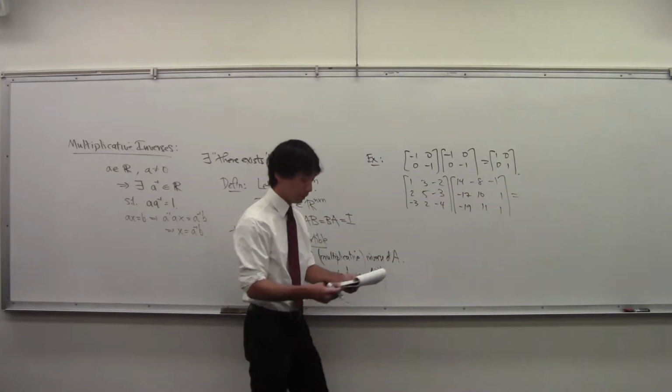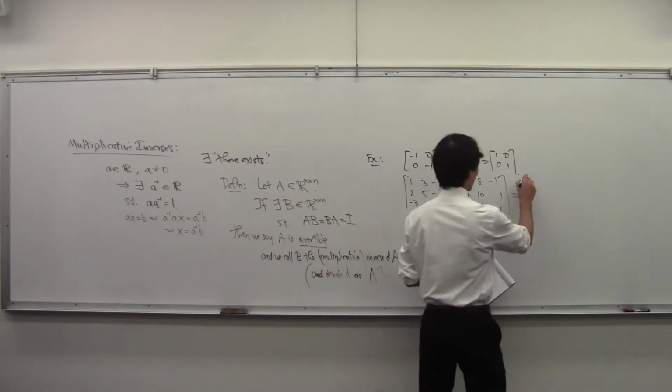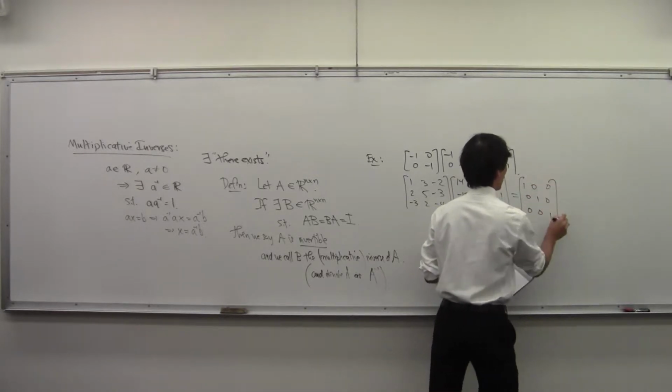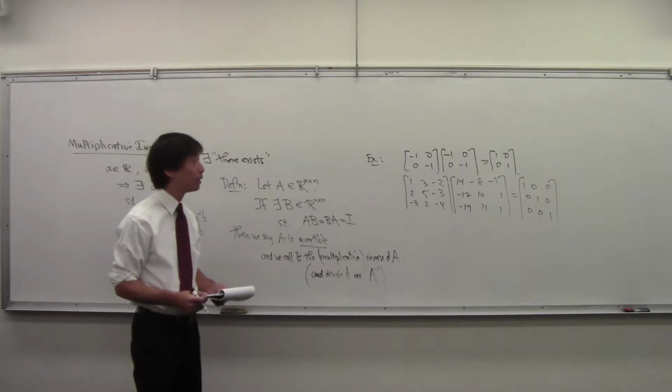And I don't know if you want to do it, but if you multiply this thing out, then you'll see that you end up with the identity matrix.